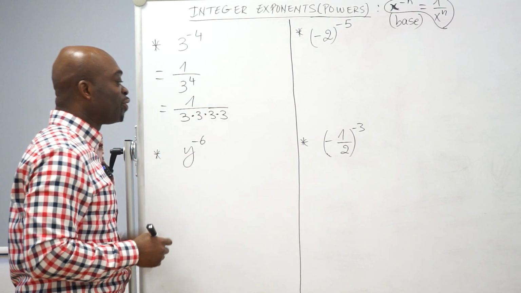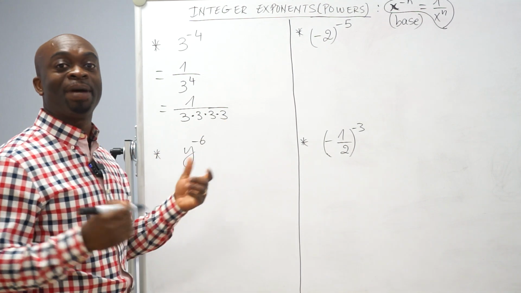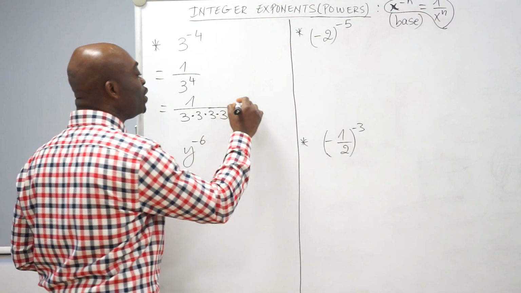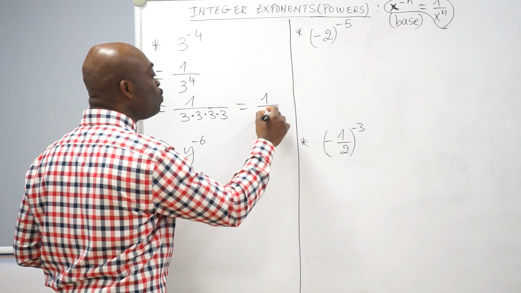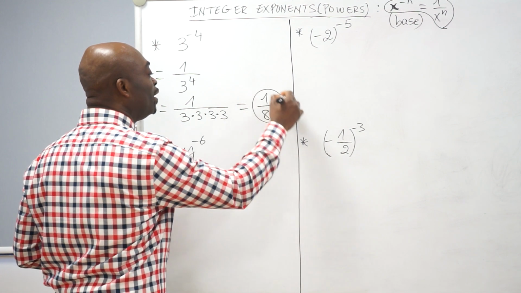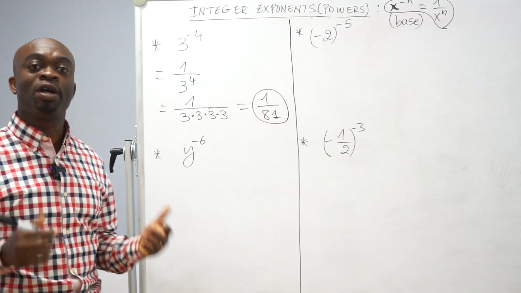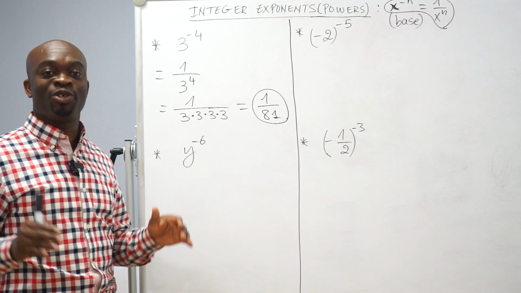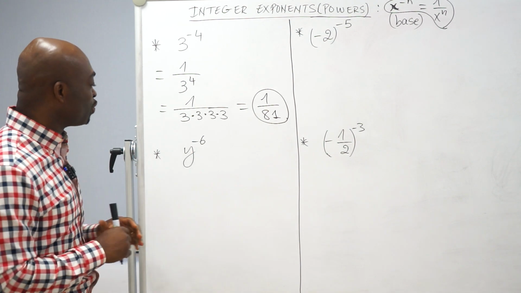Okay, so we know 3 by 3 is 9. 3 by 3 is 9. 9 by 9 is 81. So we can do it, easy as that. So it's 1 over 81. And you are finished for the first question. So 1 over 81 is good. All right, so let's go to the second question here.